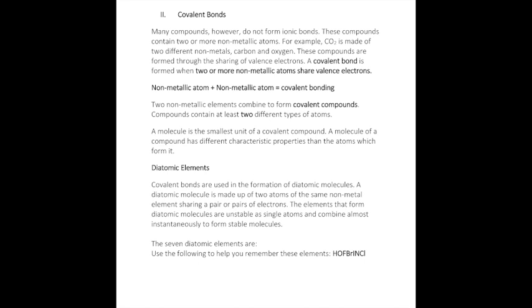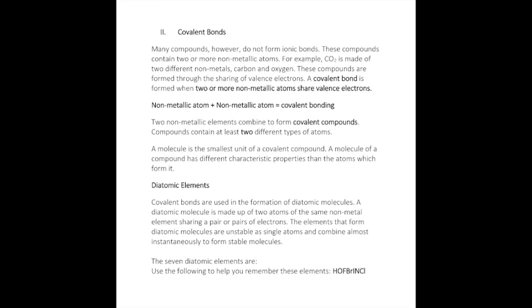Hello everyone. In today's video we are going to be talking about covalent bonds and covalent compounds. So many compounds do not form ionic bonds. These compounds contain two or more non-metallic atoms. For example, CO2 is made from two different non-metals, carbon and oxygen. Remember that ionic bonds were made from the combination of a metal and non-metal.